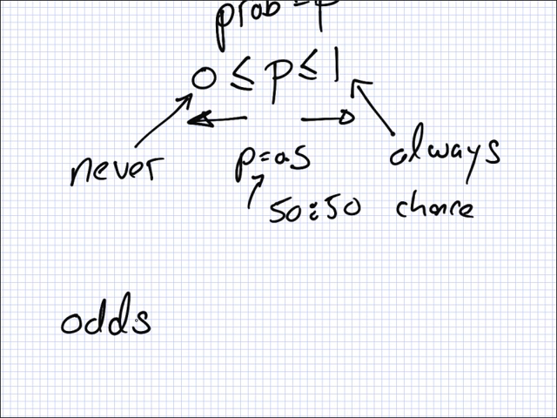Like, if I said to you, for example, the odds are 2 to 1, or in other words, 2 over 1. Obviously, that doesn't have the same meaning as probability, because we just said the maximum value is 1. This is 2, so it can't have the same meaning.